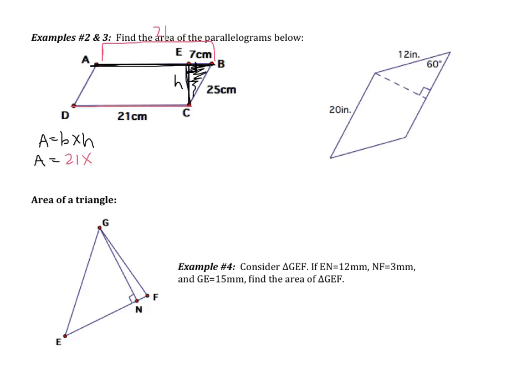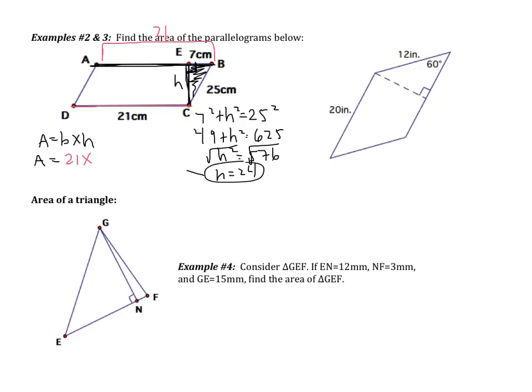So let's do Pythagorean theorem. I have 7 squared, add h squared equals 25 squared. This becomes 49, add h squared equals 625. Subtracting 49, I get h squared equals 576. Taking the square root, I get h to be 24. So the height of my parallelogram is 24.